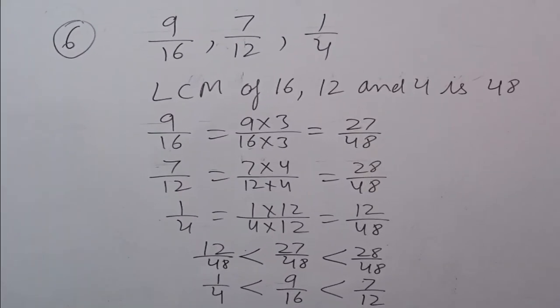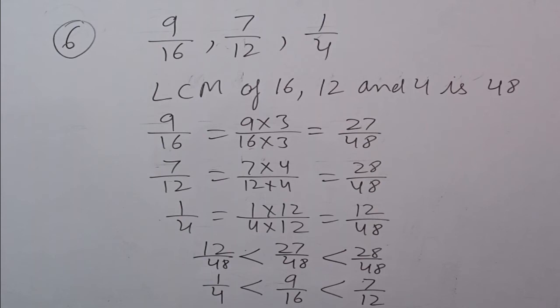Question number 6, in which we have to arrange the fractions in ascending order of magnitude. For this, we have to make the fractions into like fractions. We will use the same method as in question number 5. The LCM of 16, 12 and 4 is 48, and we have to convert all the fractions with the denominator 48.